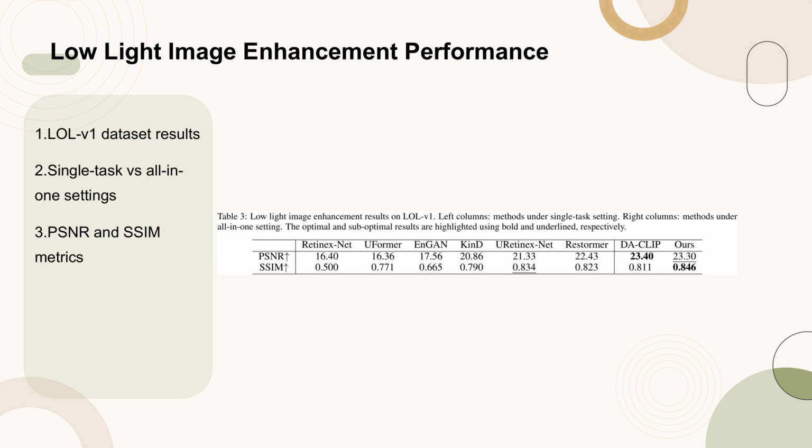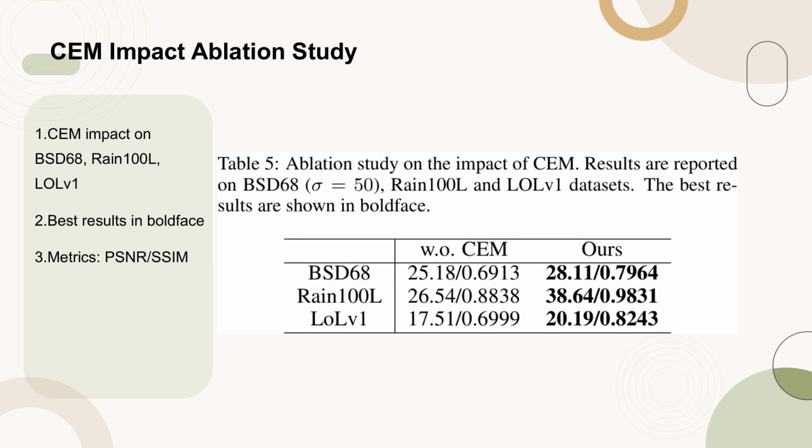Table 5 presents an ablation study examining the impact of the CEM, Contextual Embedding Module, on image restoration performance across 3 datasets: BSD68, Rain100L, and LLV1. The results are quantified using PSNR, peak signal-to-noise ratio, and SSIM, structural similarity index, metrics. The table clearly highlights the best results in boldface, demonstrating the effectiveness of incorporating CEM in the restoration process.